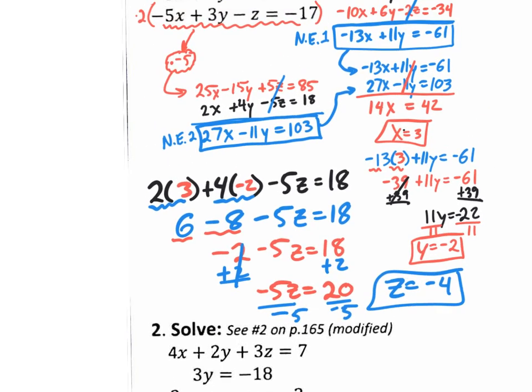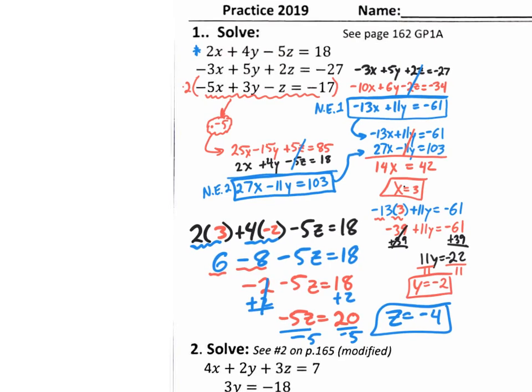So our answer to this entire 3 by 3 system, and it did take a very long time, I apologize. The answer is, you're going to do an ordered triple. Your x value is 3, your y value is negative 2, and your z value is negative 4. So 3 comma negative 2 comma negative 4. That's your answer for number 1.